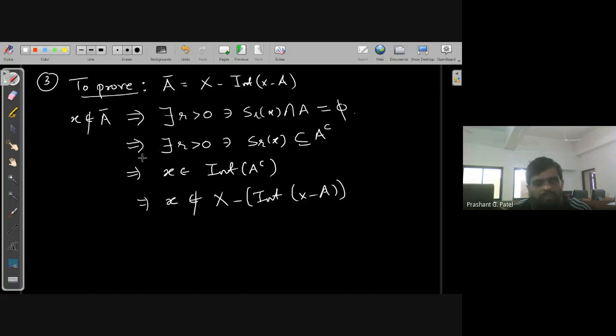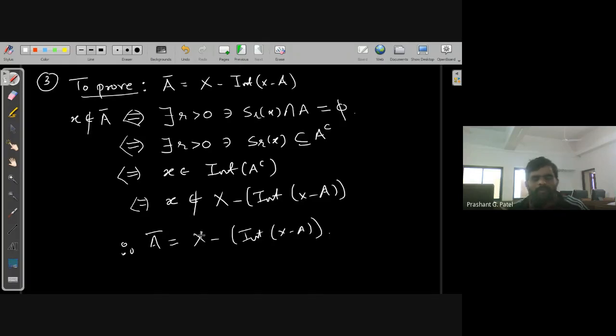Conversely, the same argument will follow. If it is not here, that means we can say that it is. So this implies this. If it is an interior point, there exists some r greater than 0 such that we have some neighborhood of that which is a subset of A complement. So this also implies this. And by the same argument, this implies this. And so we have this. So finally, we have this statement: A closure is X minus interior of X minus A. That proves the third statement.